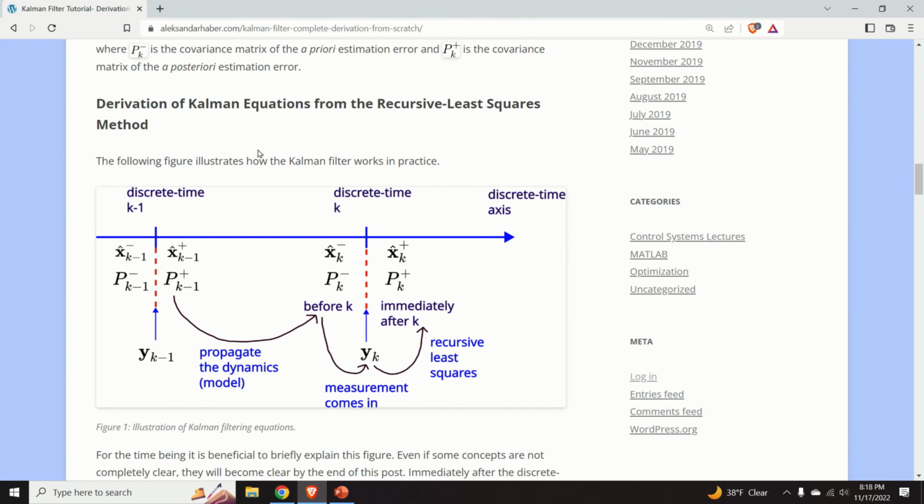In this tutorial we will learn how to derive the Kalman filter equations by using an easy to understand and an elegant approach that relies on the recursive least squares method.